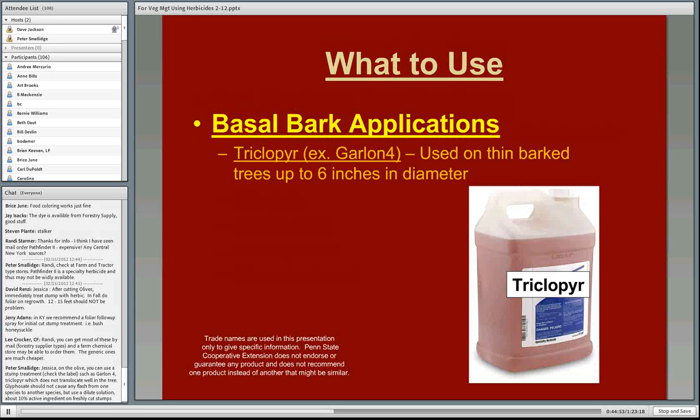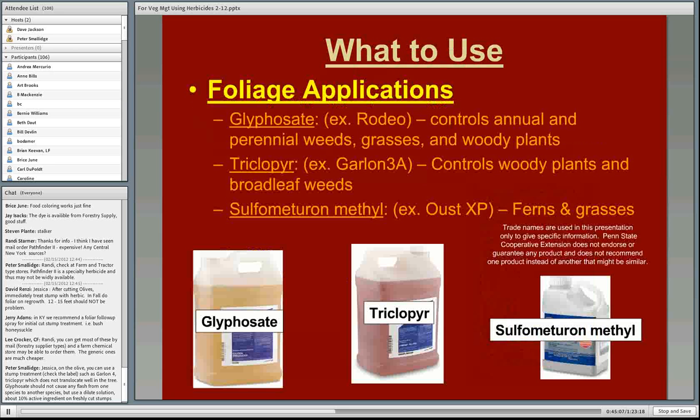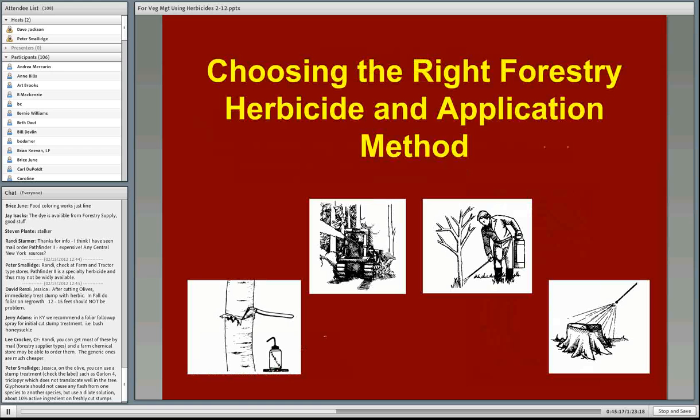And so there are your active ingredients: glyphosate, triclopyr, and sulfometuron methyl, which is the Oust. Those are your three active ingredients. And again, unfortunately, they come in many different products. I'll show you a good resource on my website where you can look at that.